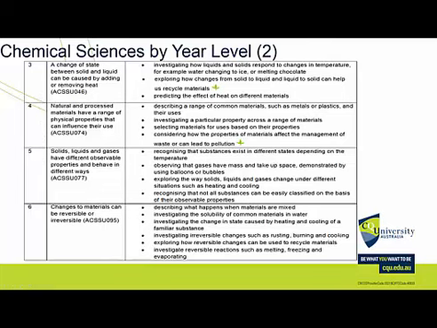Level 5, Year 5: solids, liquids and gases have different observable properties and behave in different ways. Standards 077. And we can see here, for instance, balloons and bubbles come into it. Solids, liquids, gases, what happens when you heat them and when they cool? Okay, and this really asks the whole question here.